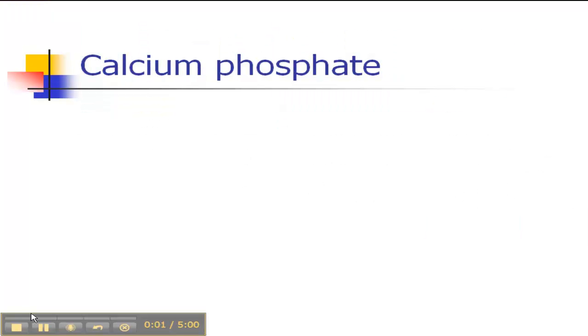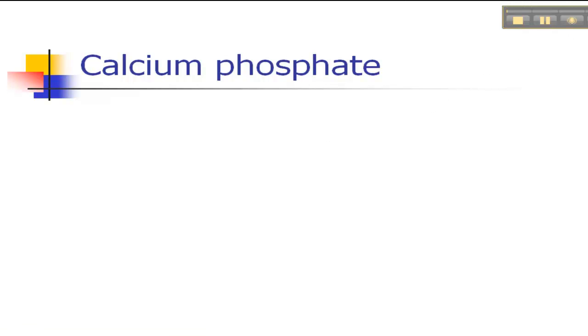Now let's look at another example. This is calcium phosphate. So first of all, we need the formula. So this is an ionic compound. We have to look at the charges to write the formula. When you do that, calcium's +2, phosphate's -3. So the formula is Ca3(PO4)2.